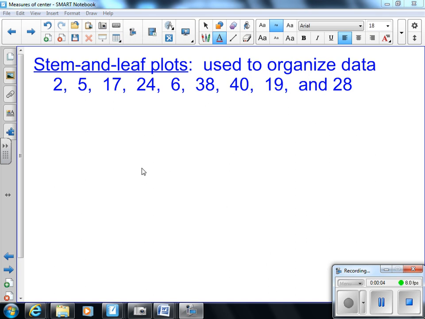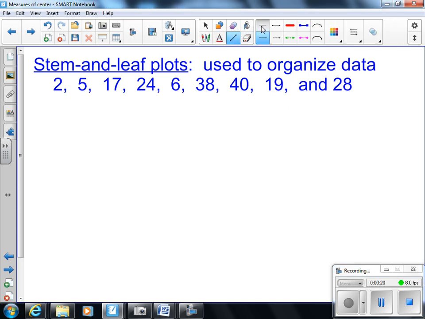Today we're going to look at solving stem and leaf plots in 7th grade math. Now stem and leaf plots are used to organize your data, just kind of like we use line plots to organize, and we also use frequency tables to organize your data. A stem and leaf plot is pretty easy to set up.